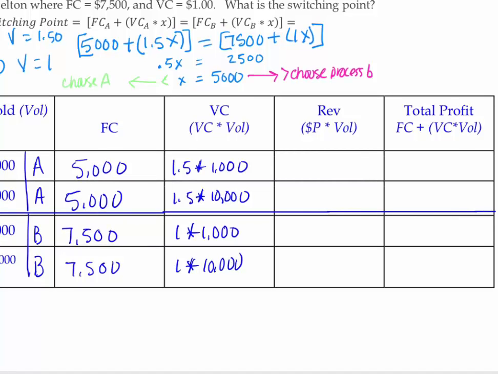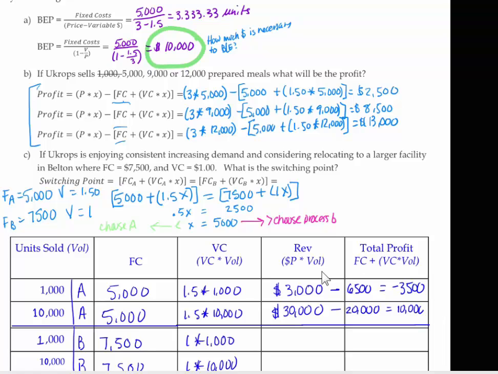Now we can go ahead over here and calculate what our total profit's going to be. So what I did here was I went ahead and calculated the revenue for each facility. So here the total revenue is going to be $3,000, right? Because we sell 1,000 units at $3 each, so we make 3,000. But we have to take out of that our fixed costs plus our variable costs, and so we end up then with a profit of negative $3,500. If we sell 10,000 units, we make $30,000, but we have $20,000 in variable costs we have to pay. So then we have a profit then of $10,000.